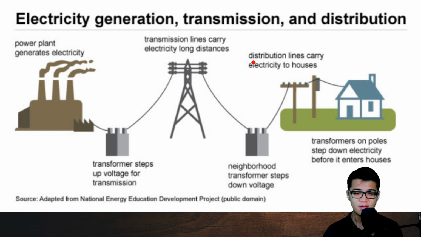And this is where the distribution lines will carry the electricity to each of our houses. This is the distribution lines. And after that, the electric poles near our house also have a transformer, which again steps down the voltage once again to the usable voltage that is used by our household. Typically, 220 volts. Okay? It says here, transformers on poles step down electricity before it enters houses.